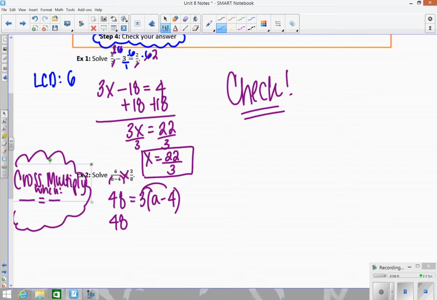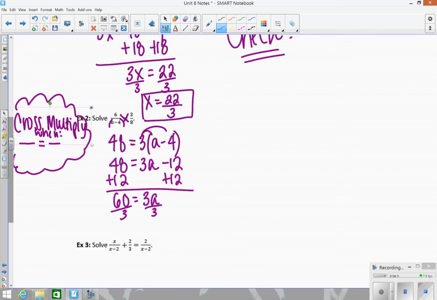So 48 equals 3a minus 12, and then it's just solve for a. So add 12 to both sides. So we have 60 equals 3a. Divide everything by 3, and we have 20 equaling a. And then I would go ahead and check that.